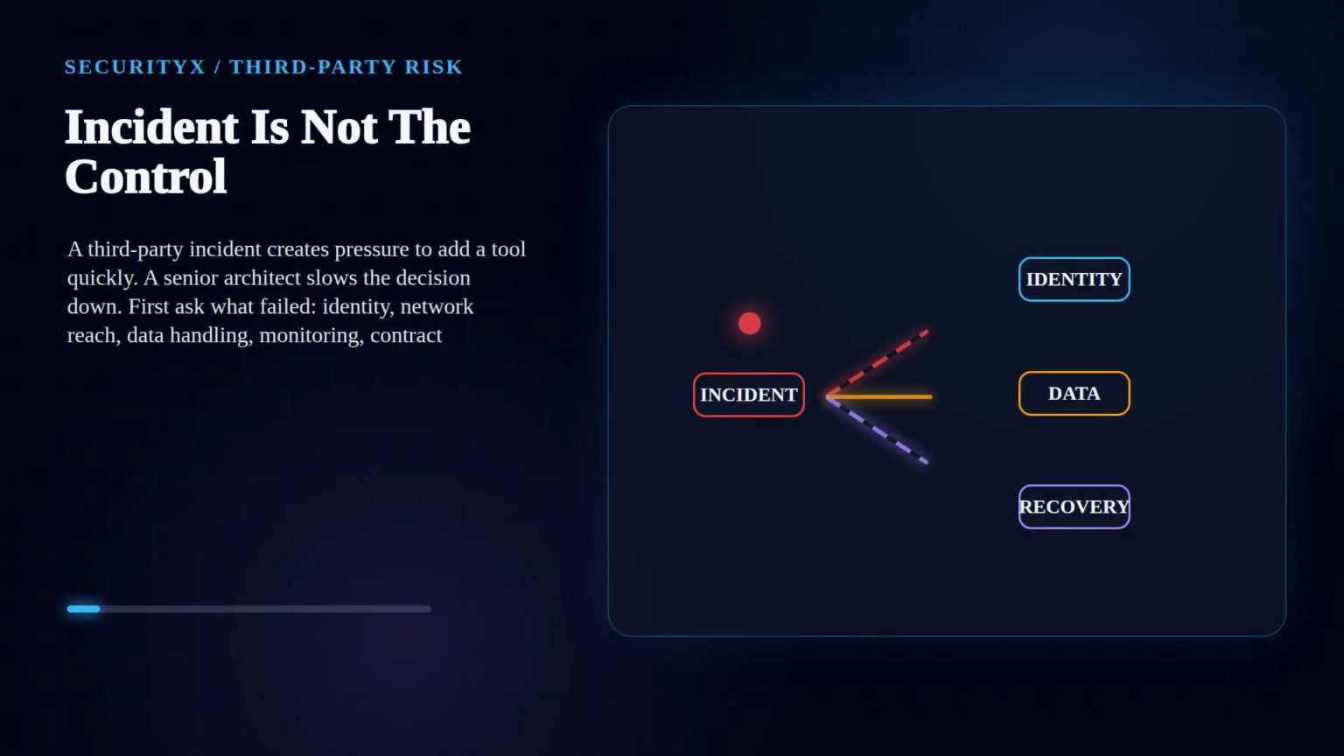A third-party incident creates pressure to add a tool quickly. A senior architect slows the decision down. First, ask what failed: identity, network reach, data handling, monitoring, contract evidence, or recovery. The control should match the failure mode, not the headline.